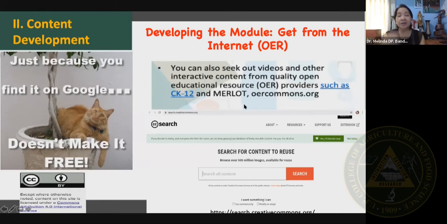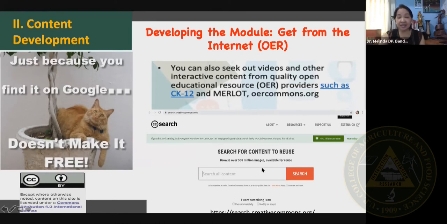So I put here that you can seek out videos and other interactive content from quality open educational resource providers such as CK-12, which is more for basic education. Merlot, you can also get materials for higher education. OER Commons is for all levels of education, and this one is from UNESCO. Now, if you want to search for content to reuse that is really licensed under Creative Commons, this is the site you can use.